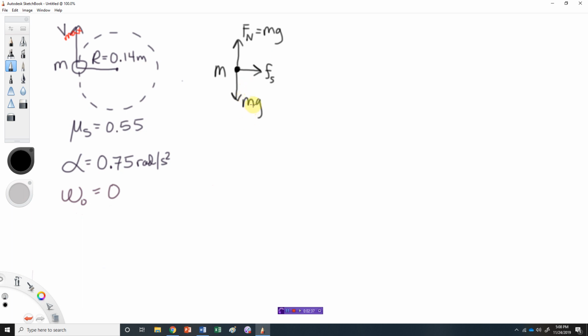Because we are eventually going to need this expression here that static friction is less than or equal to the coefficient of static friction times normal force. And in this case, the normal force would be mg, so static friction is less than or equal to mu times mg. Okay, so we're going to use that later. We'll talk about that in a second.